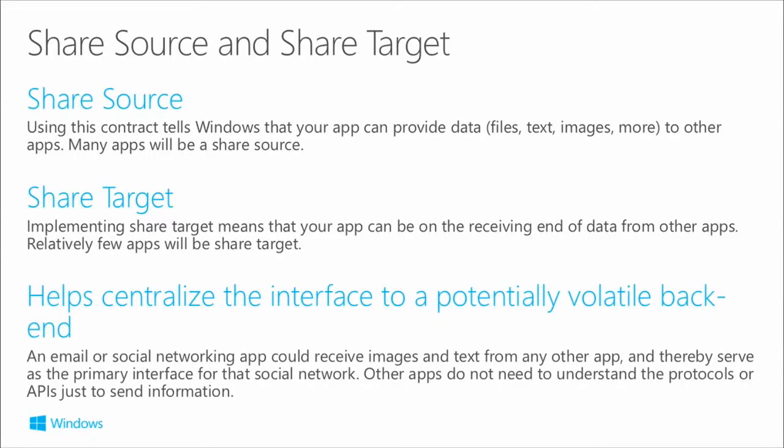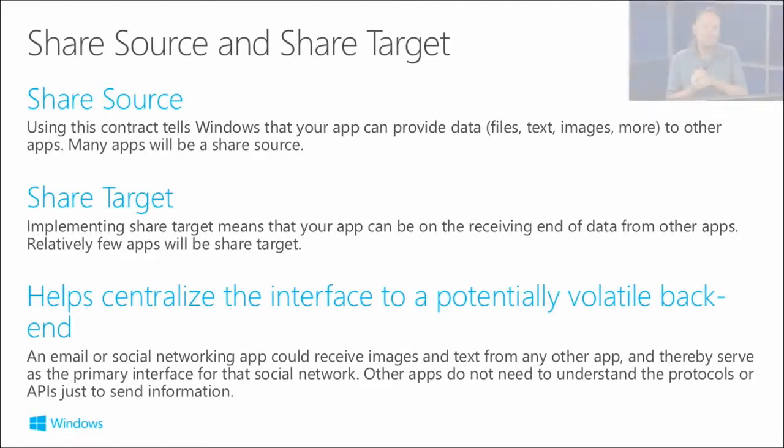So share source, if you implement the share source contract, what you're telling Windows is your app has something to share, some kind of data, which can be quite flexible. It could be files, it could be just a text string, it could be images, it could be HTML, lots of other things to other apps. So many apps will be a share source.